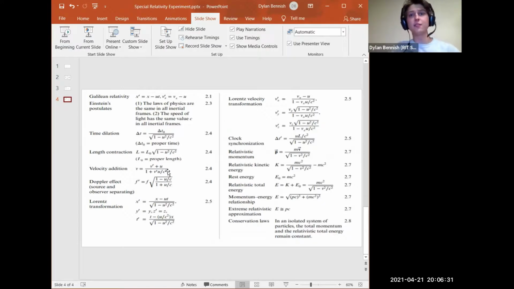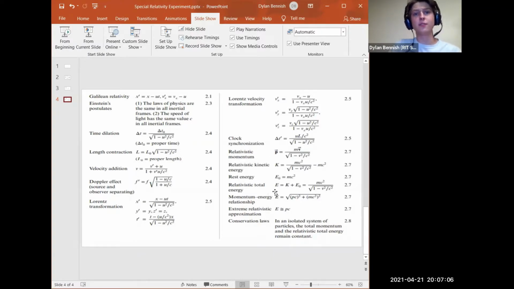Now, the velocity addition formula is relativistic velocity for a given observer. So if you have two observers, you can tell one observer's velocity versus the other. Now, the Doppler effect is the relativistic frequency of sound and light, etc., for different observers. The Lorentz transformation is a linear transformation between observers for velocity, distance, and time. And then you have these other ones, relativistic momentum, kinetic energy, total energy, etc.